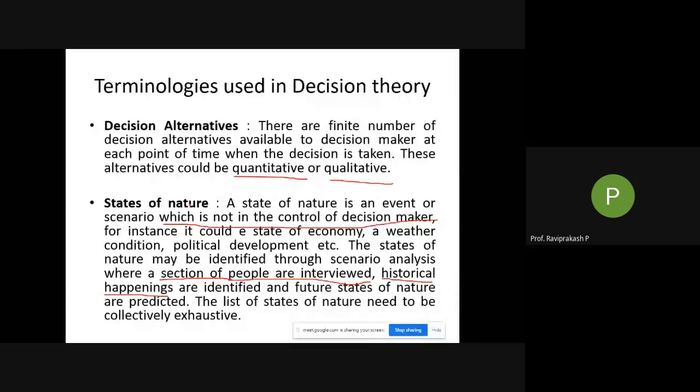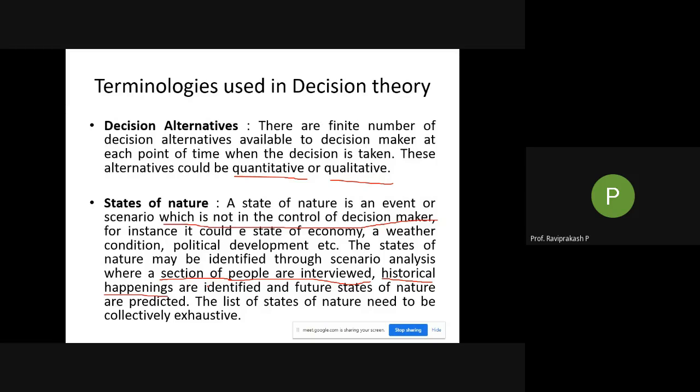They are taken into consideration for finding out the states of nature, right? For example, for a political party, if there is a person who is a favorite, it is very difficult for the other party, that is the opposition party, to change the mindset of the people. It needs a very long period of time. So that is what we are saying by historical happenings, or by taking the interviews.